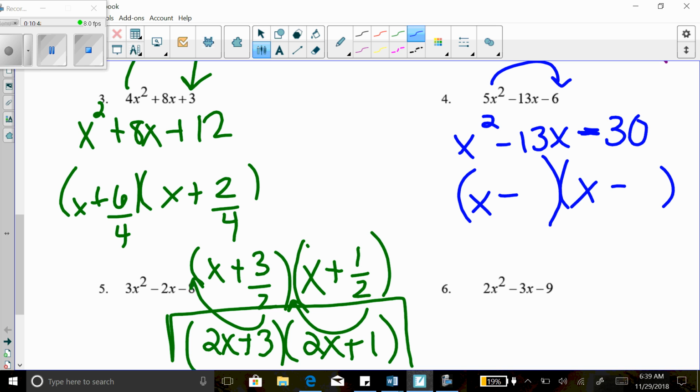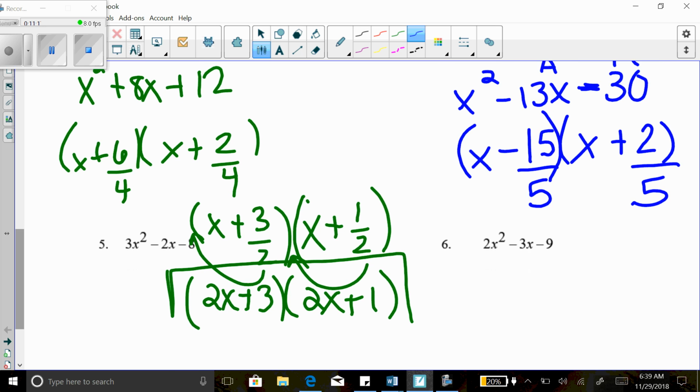Okay? So the two numbers that will add to negative 13 and multiply to 30 are negative 15 and positive 2. So always make sure they add to the middle and multiply to the end. Okay, so I did my slide. Now let's do our divide. Divide by the number in the front.